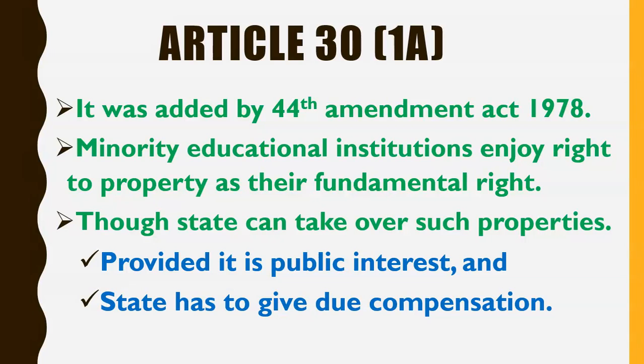So now what can the state do? The state can take over that property. But friends, the second condition is that the state has to give due compensation. Means the government has to give a good amount of money to the minority community. Or the government can also give land at any other place. So the government has to give due compensation. Then only the government can take over such property.